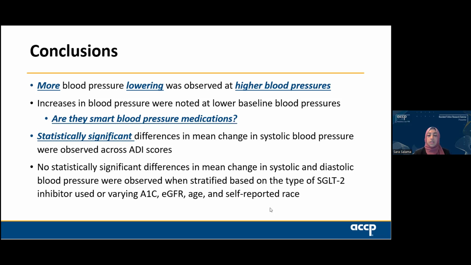Statistically significant differences in the mean change in systolic blood pressure were observed across ADI scores, while no statistically significant differences in the mean change in systolic and diastolic blood pressure were observed when stratified based on the type of SGLT2 inhibitor used, or the varying ranges of A1C, eGFR, age, or self-reported race at baseline.